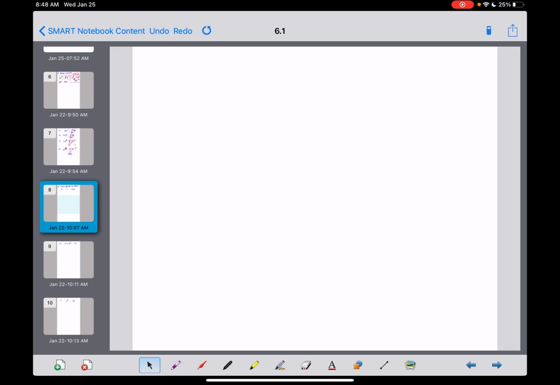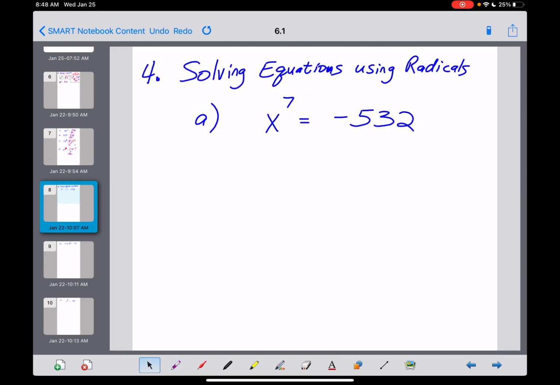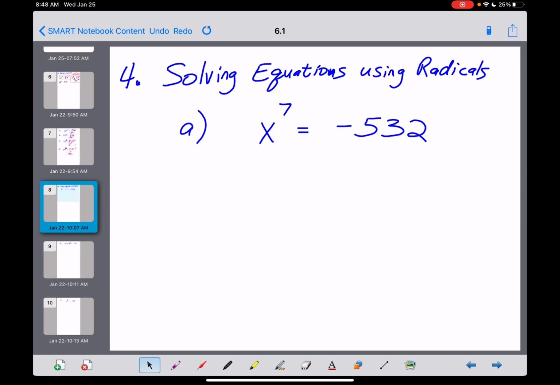Okay. Let's go to this next page right here. I got to zoom in. All right, and the last big concept we're going to talk about here, guys, is how do we solve equations using radicals? Basically here, guys, let's take a look. This is something you haven't seen before. X to the 7th is equal to negative 532.